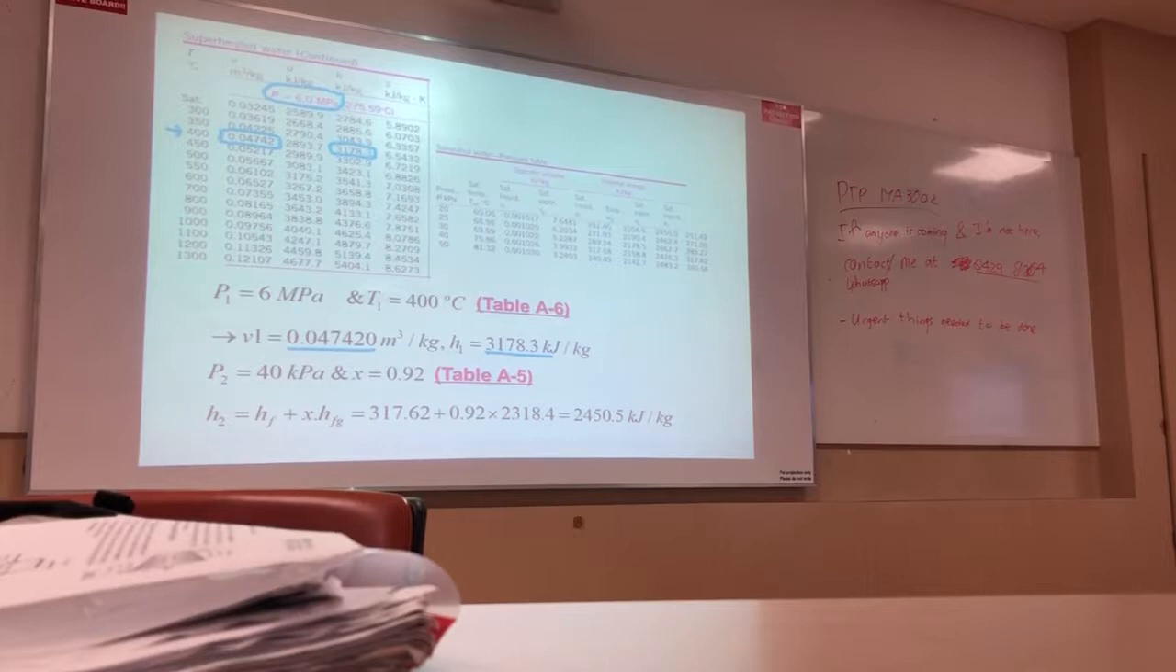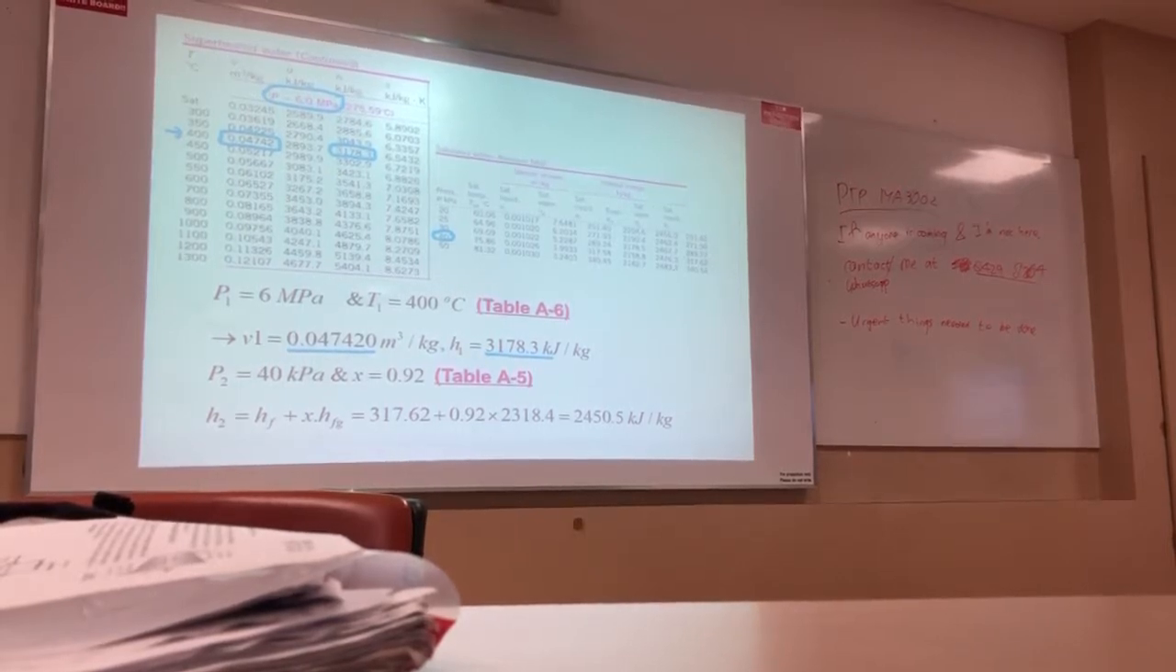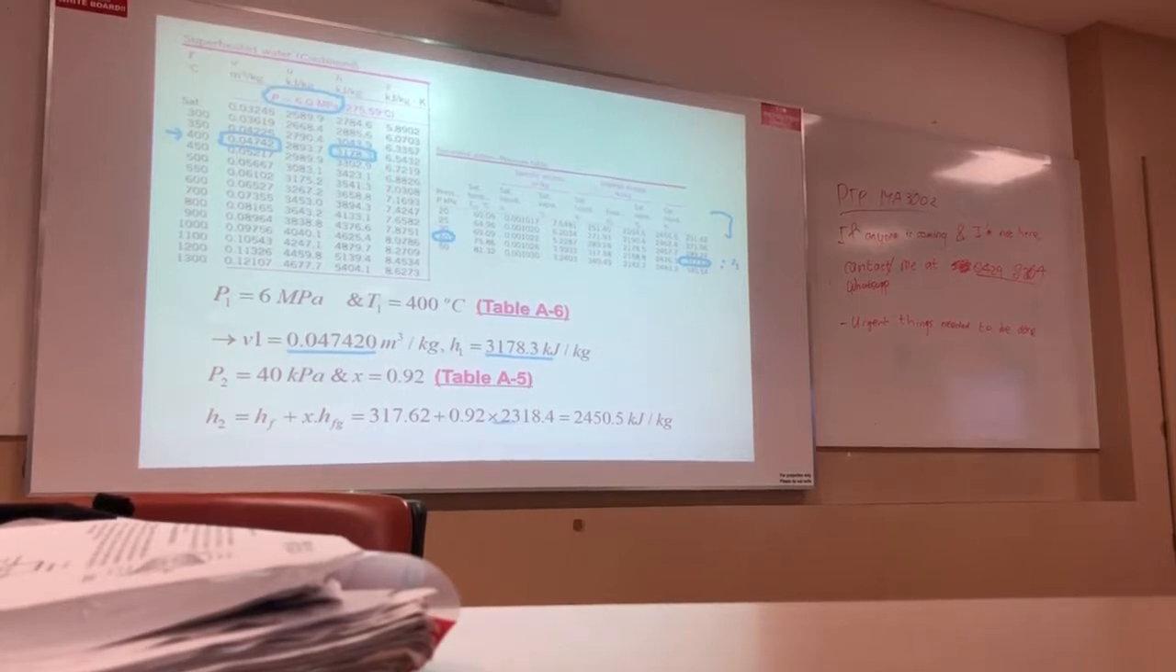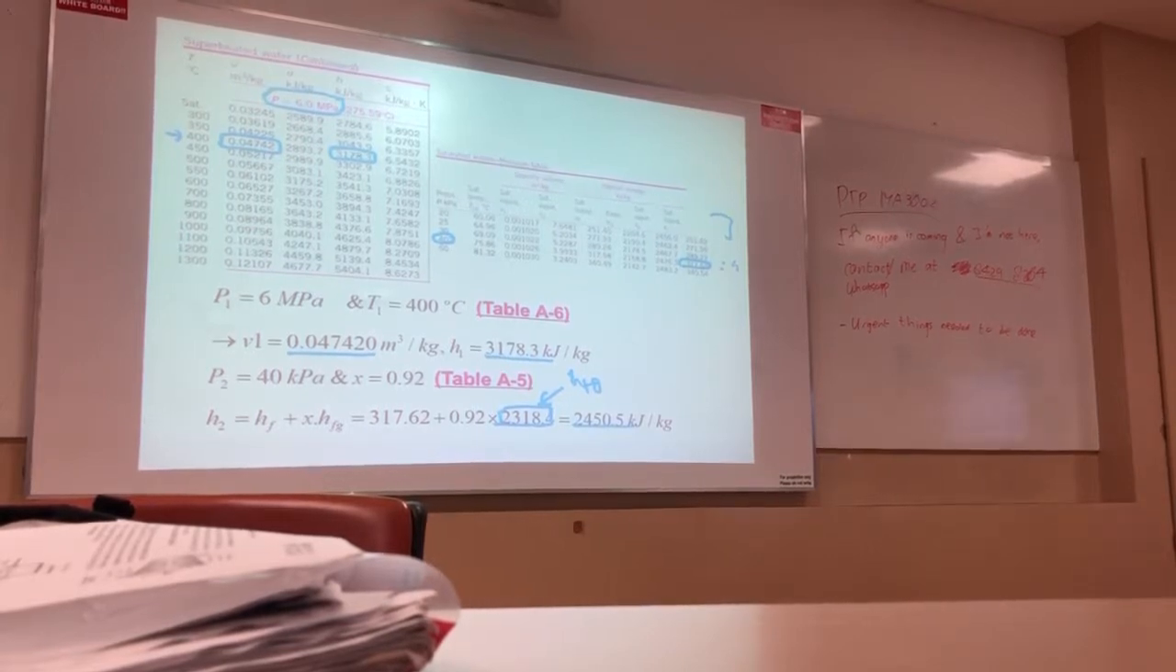From table A5, P2 is 40 kilopascal, right? With 92% quality. This one is hf, 317 point something. hf and hfg I can get. Oh, this is missing actually. Some number you can get from the table, which is hfg, 2318.4. Then we substitute the value, we can get h2, and this is h1. Then v1 I also know.